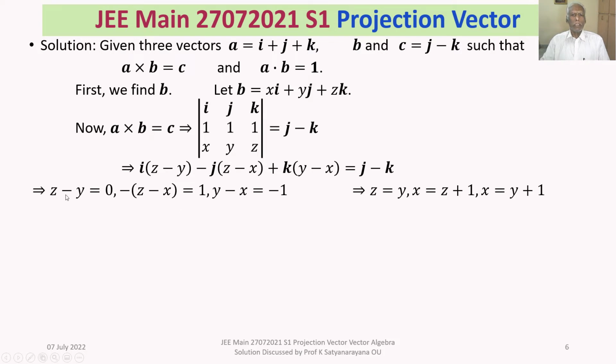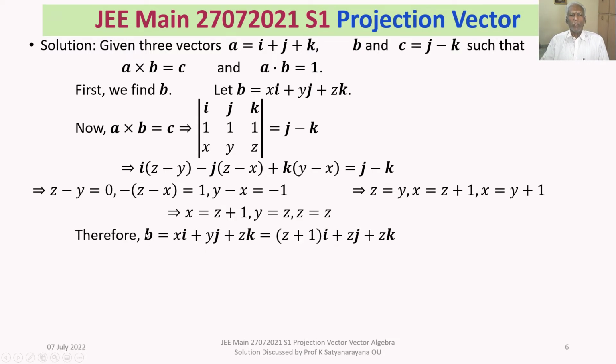From the first one, z is equal to y. From the second one, you get x is equal to z plus 1. From the third one, you get x is equal to y plus 1. This will imply x is equal to z plus 1, correct? And y is equal to z, correct? And z is equal to z. To find z, we will use A dot B is equal to 1. Now, therefore, B is xi plus yj plus zk is equal to z plus 1 i plus zj plus zk, and we will find z using the second condition A dot B is equal to 1.